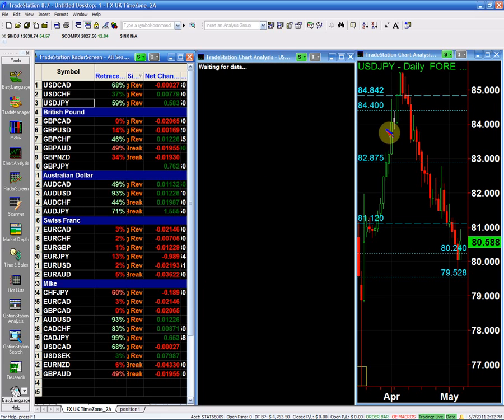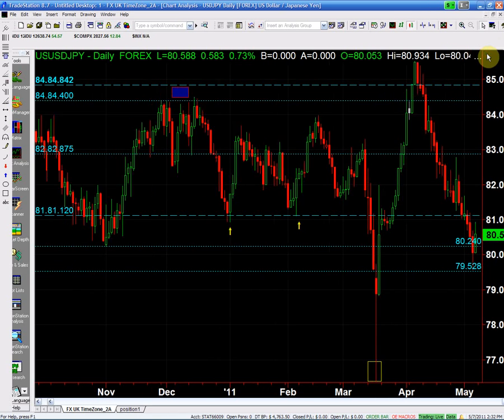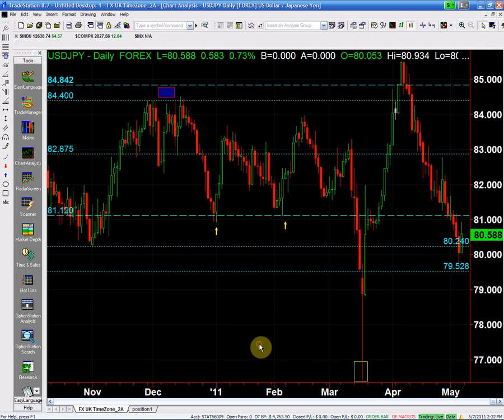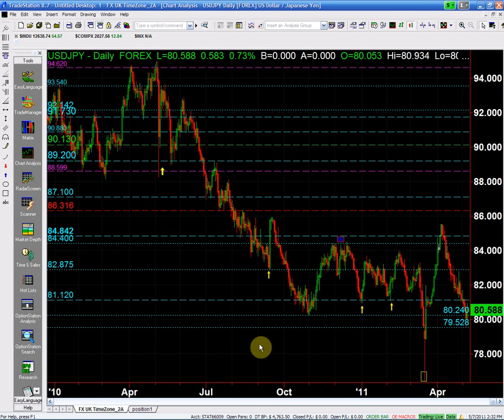This is a classic. Yvonne on our trading floor last week was calling it the dollar yen, the faithful pair that moves faithfully from one point to another. It was a classic remark and I loved it. Again, as you know, we have the structure point, the 81.12.